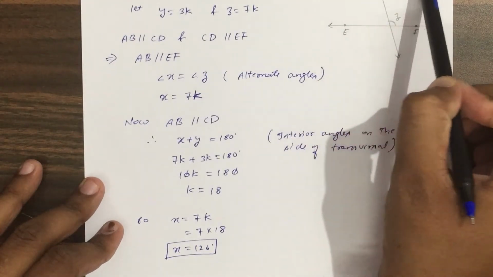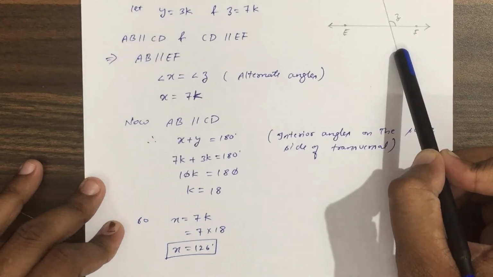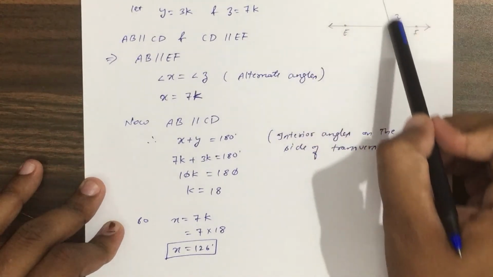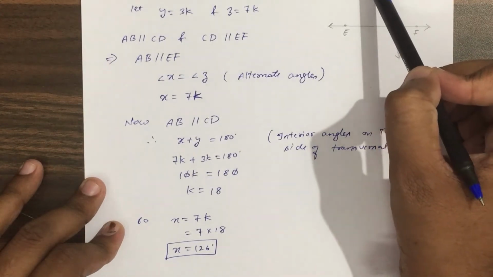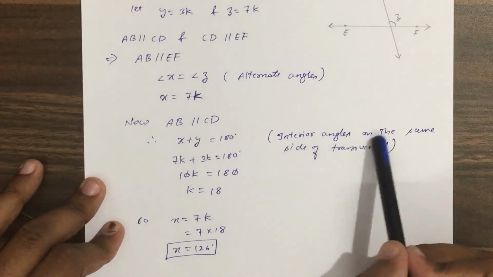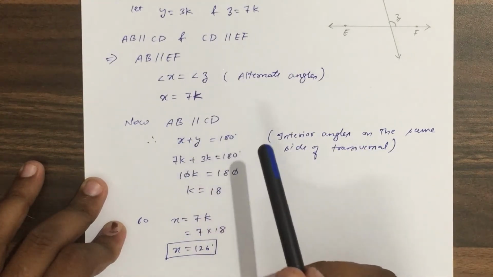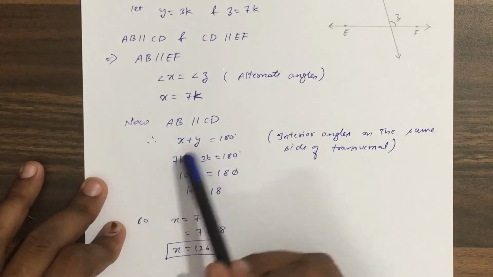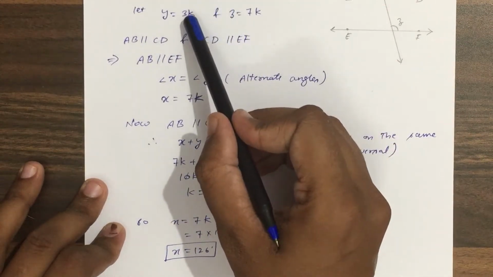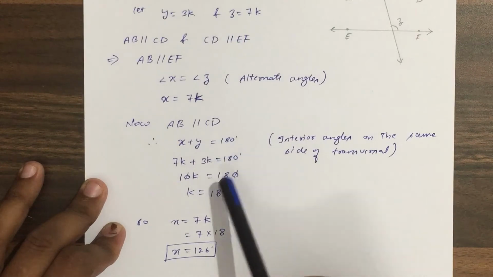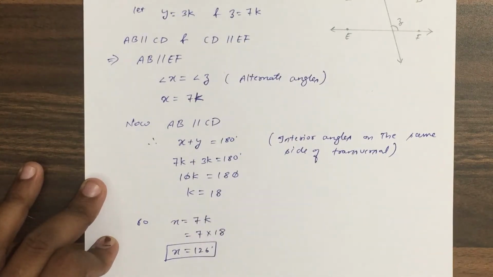Now AB is parallel to CD, it is given, and line L is the transversal. So angle X plus angle Y will be equal to 180 degrees. Why? Because they are interior angles on the same side of the transversal. X is 7k, Y is 3k, so 7k plus 3k equals 180 degrees. This gives 10k equal to 180 degrees, and k equals 18 degrees.